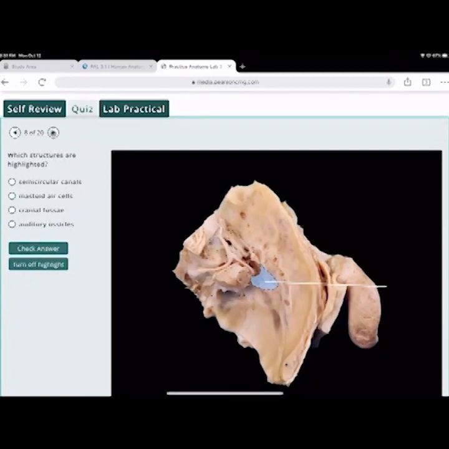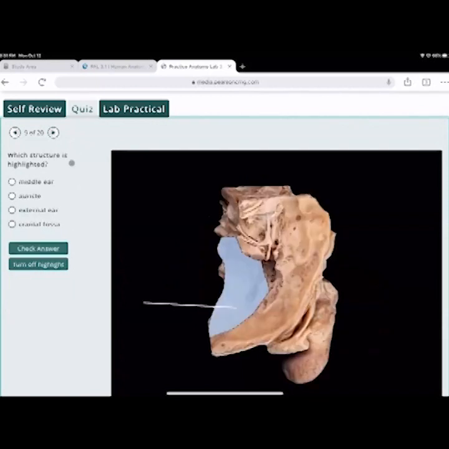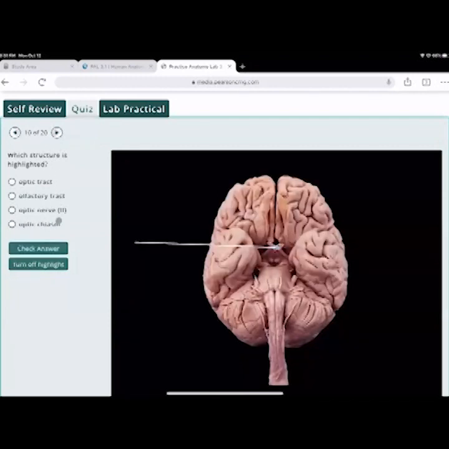Okay, this is the honeycomb appearance of those cells, right? What would that be? Mastoid air cells. Look at little honeycombs inside the mastoid process. This is the cranial fossa. Cranial bones, perfect. What structure is highlighted? The chiasm. Optic chiasm. That's a pretty good picture of it.